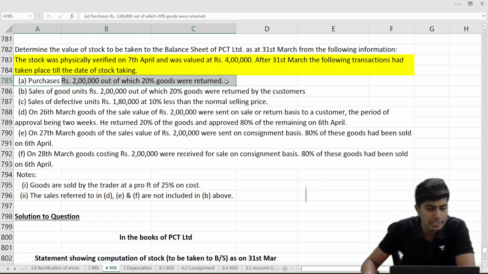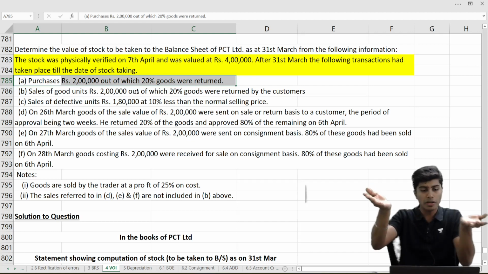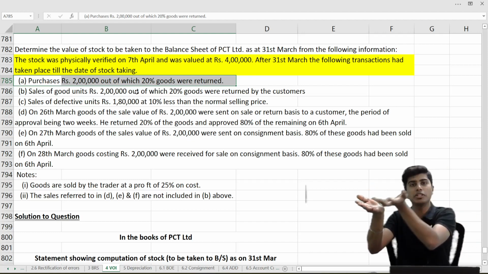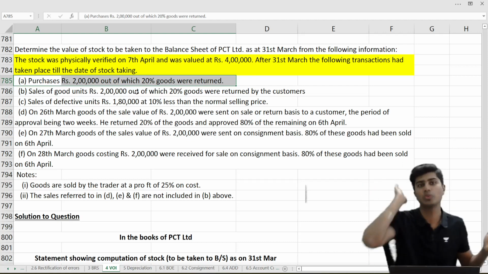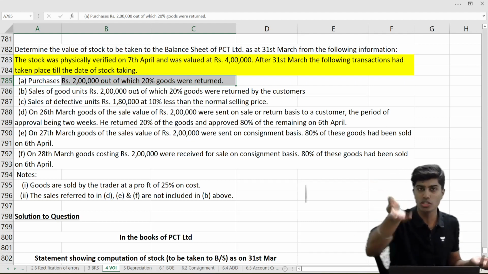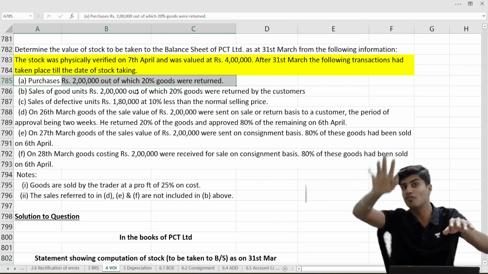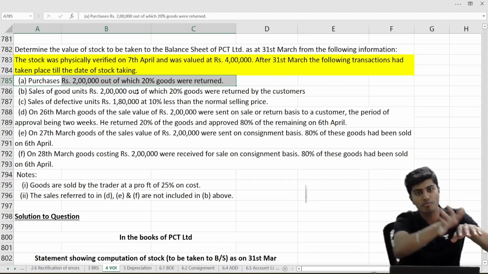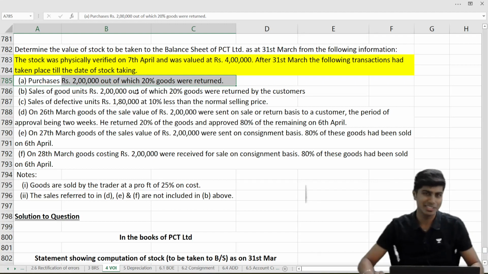You get that? And then they've also told us some information that 20% of the goods were returned. So between 31st of March and 7th of April, we purchased 2 lakh worth of goods. We returned 20% of it. So what we have with us on 7th of April is 2 lakh minus 20%, that is 40,000, which gives 1 lakh 60,000 worth of goods on 7th of April, but they were not there on 31st of March. To move from 7th of April to 31st of March, what should we do? We should deduct that 1 lakh 60,000. Shall we? Come on, let's do it.